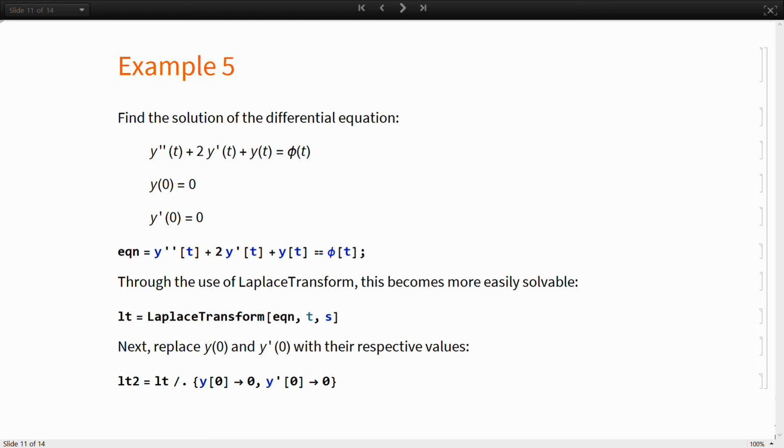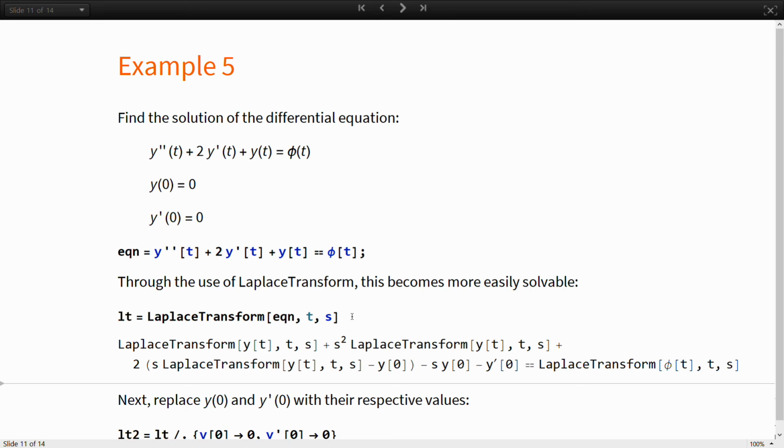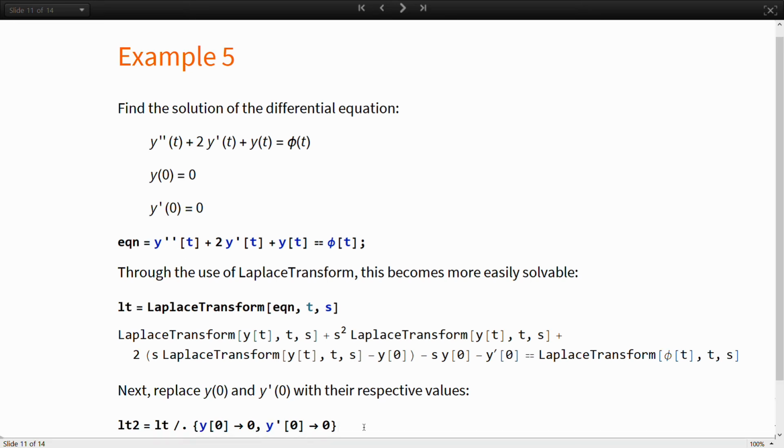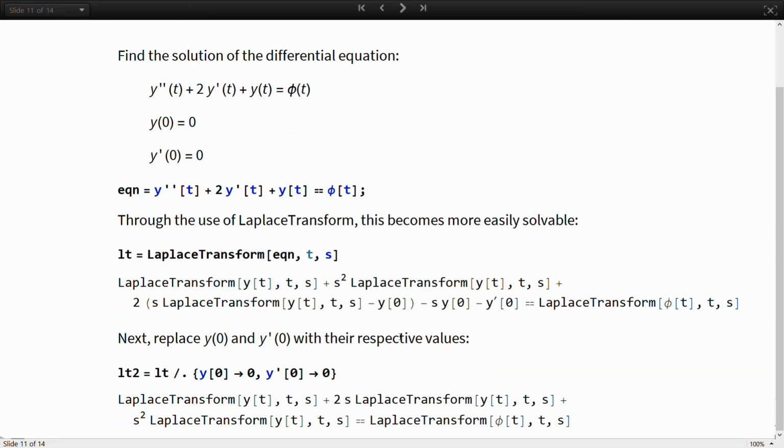Let's solve another second-order non-homogeneous differential equation with a general forcing function phi at t and a set of initial conditions. The process to solve this equation is the same as we have done several times in the course now. Define the differential equation in the Wolfram language, calculate the Laplace transform of the differential equation, then replace the initial conditions with their respective numerical values. Now we have an equation involving the Laplace transform of the solution that can be solved.